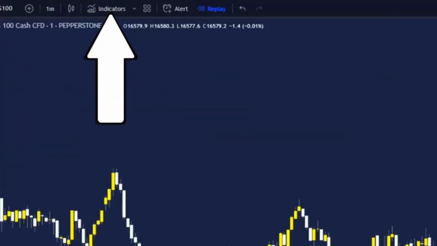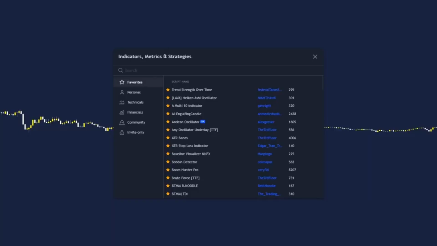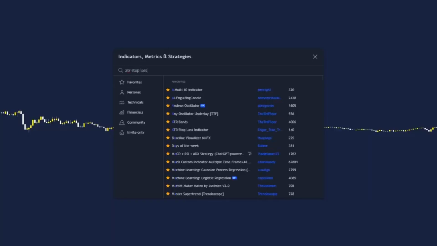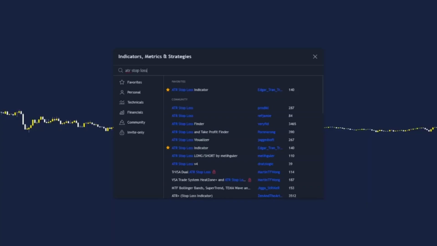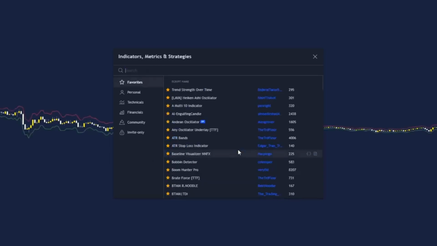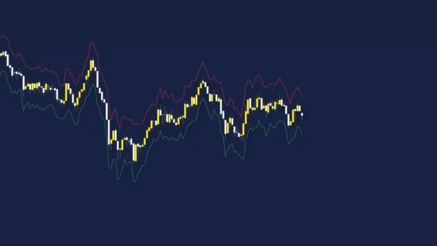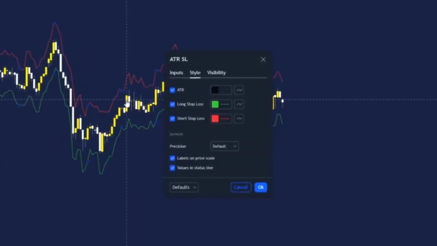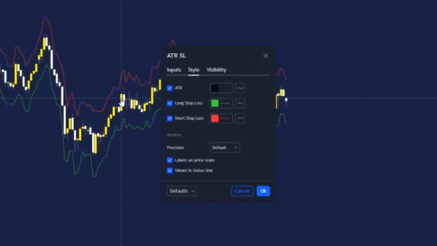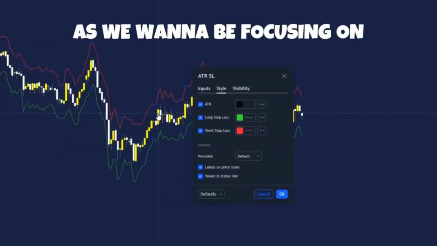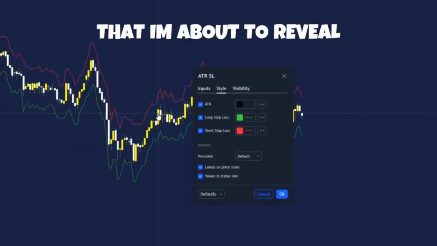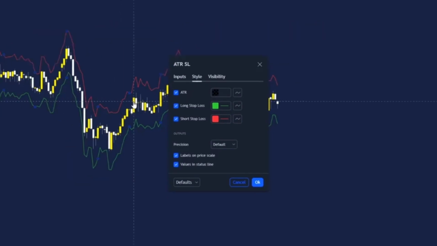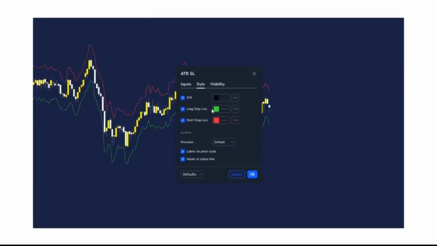So click on indicators at the top left. Now the first indicator that we're going to add is the ATR stop loss indicator by Edgar. I've used this a few times on the channel and it is the perfect way to master them stop loss levels and ultimately to get them perfect take profits. And it should look like this. Go ahead and double click on the indicator and then we're going to change the colors so it fades more into the background, as we want to be focusing on this secret indicator that I'm about to reveal in a minute, and that definitely is the star of the show.